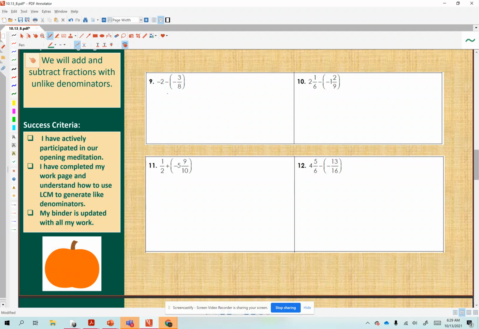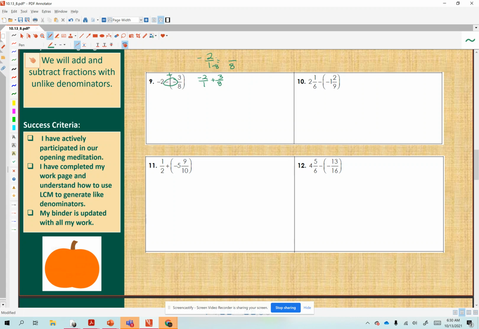So I have -2 minus -3/8. Remember, when you subtract a negative, it's the same as adding. So I can think of that -2 as -2 over 1. And remember, subtracting a negative is adding, plus 3/8. And I need to convert the first fraction to eighths. So 2 over 1 to eighths.